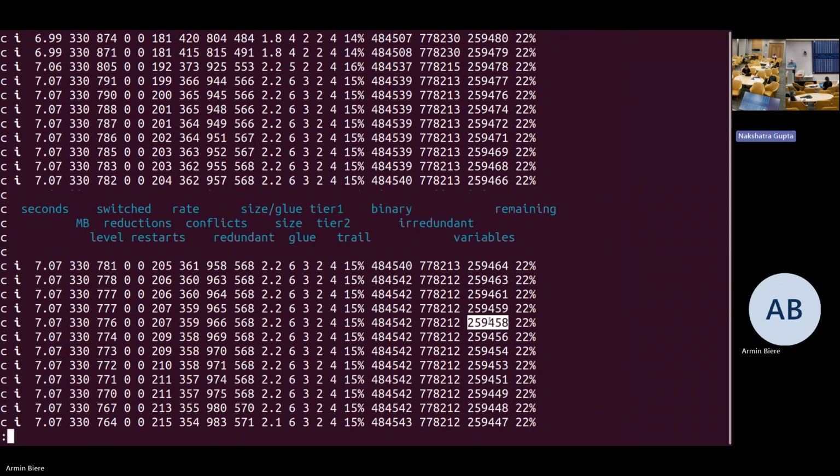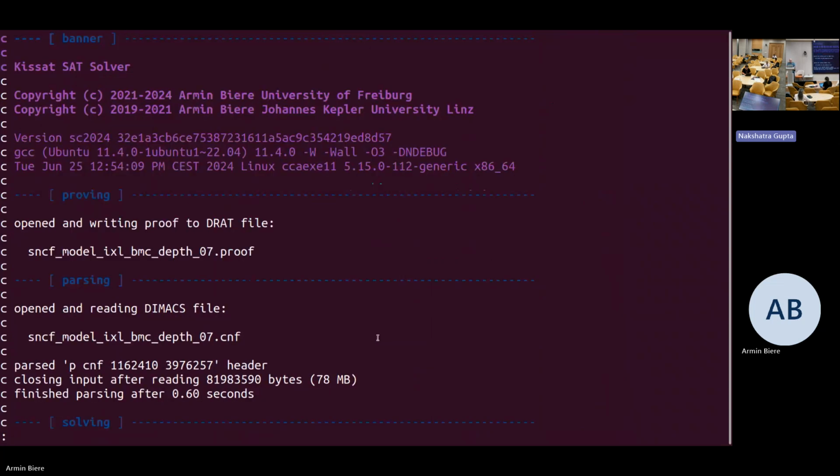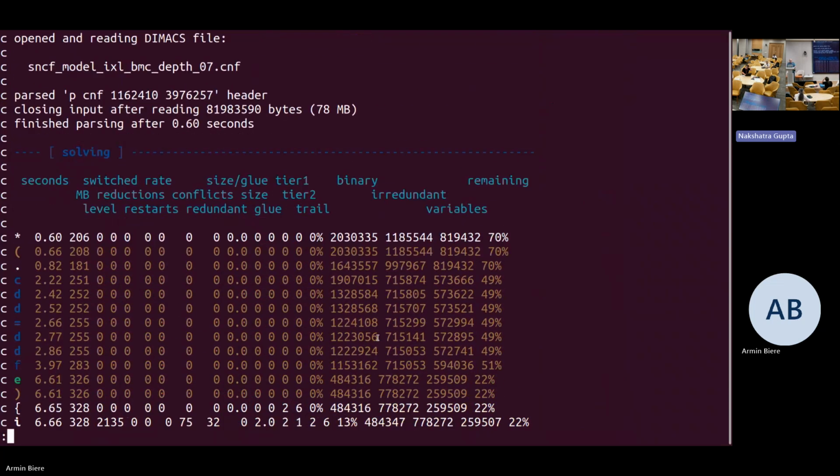And last but not least, this is why I'm showing this: the number of variables and its percentage compared to the original variables. After 7 seconds, somehow magically, it already reduced the variables by 80%, and this was over 1 million. So this was a reduction of the search space of 2 to the power 800,000, and that's of course due to variable elimination and other things.